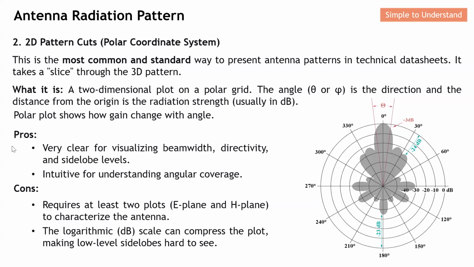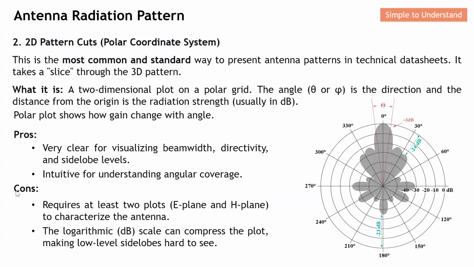Coming to the pros, what are the advantages? This is very clear for visualizing beamwidth. You can see that this is the beamwidth, and how directive it is, and you can also see the side lobe level. These are all the side lobe levels, so as you can see, this can be easily quantified. It is also very intuitive for understanding the angular coverage. You can see which angles the antenna can cover. So these are the advantages of the antenna radiation pattern from a 2D pattern cut with the polar coordinate system.